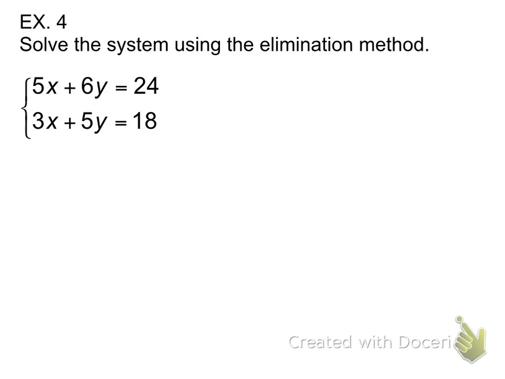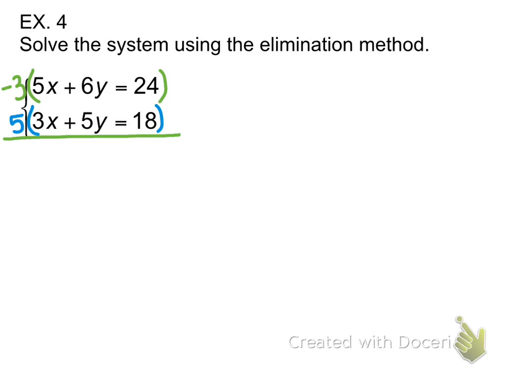Okay, in example 4, this time I'm not seeing anything that jumps out at me, like I should cancel the x's or cancel the y's, because everything's positive here. It's not as obvious. On this one, I may have to multiply something times both equations to get the x's or the y's to cancel. So what I think I should do is multiply the top equation by negative 3 and the bottom equation by 5. Notice in doing this, this will make the x's cancel out.